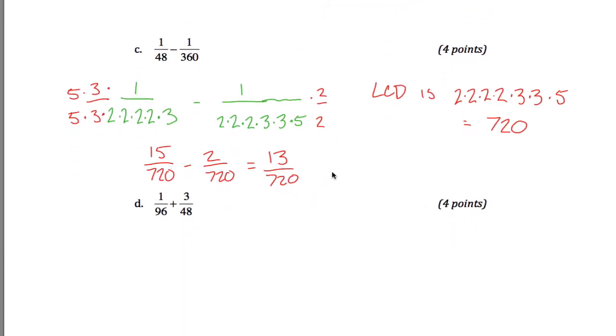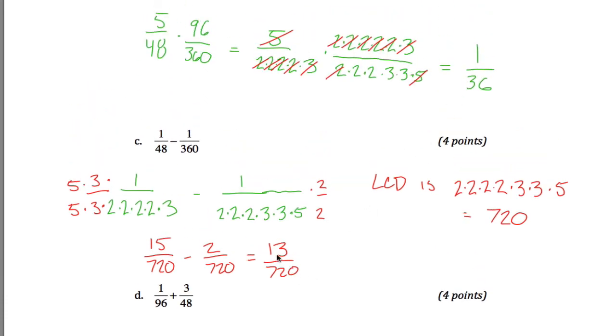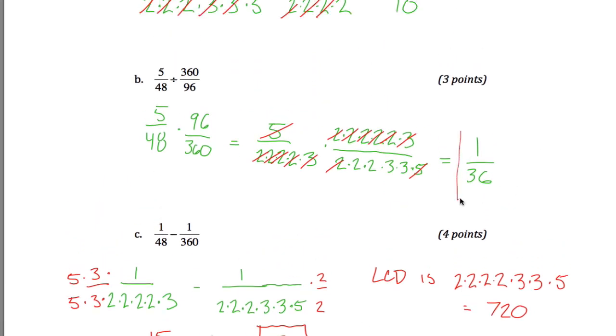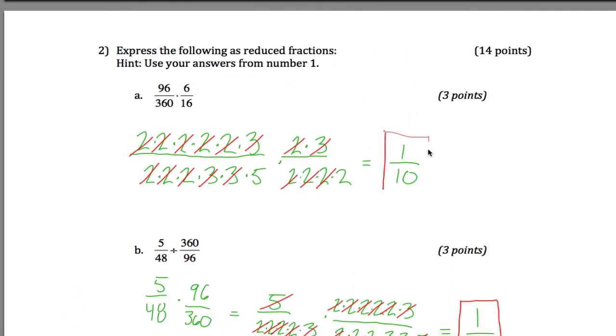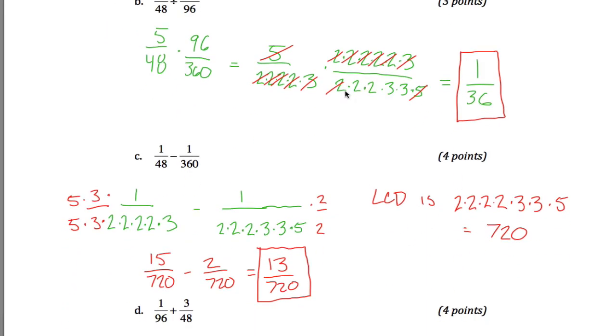You could check to see if that reduces at all. This does not reduce. The reason I can tell that doesn't reduce is 13 is a prime number, and there's no 13's in the prime factorization of 720, because this is the prime factorization of 720. Just make sure I'm clear about where my final answers are.